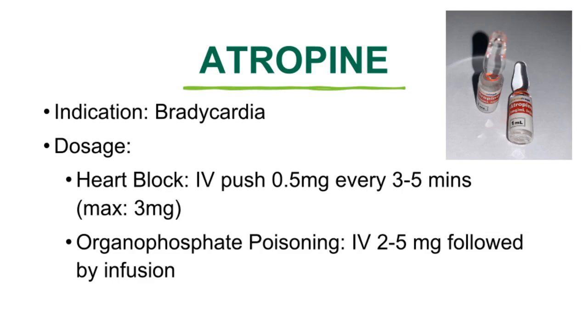Atropine should be avoided in bradycardia caused by hypothermia and myocardial infarction because it increases oxygen demand and may worsen ischemia. In most cases, it will not be effective for second-degree block type 2 or complete heart block. In organophosphate poisoning, 2 to 5 mg of atropine is given followed by infusion.